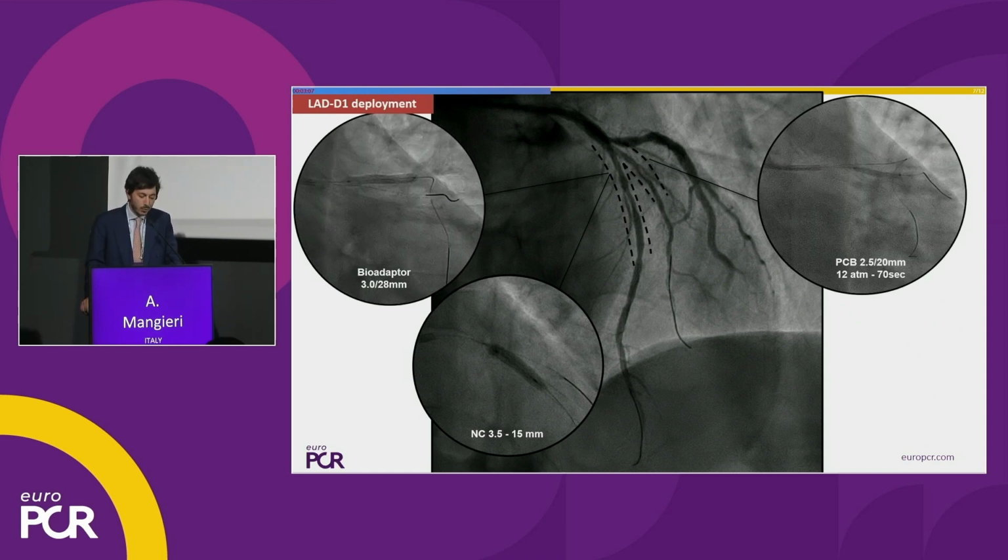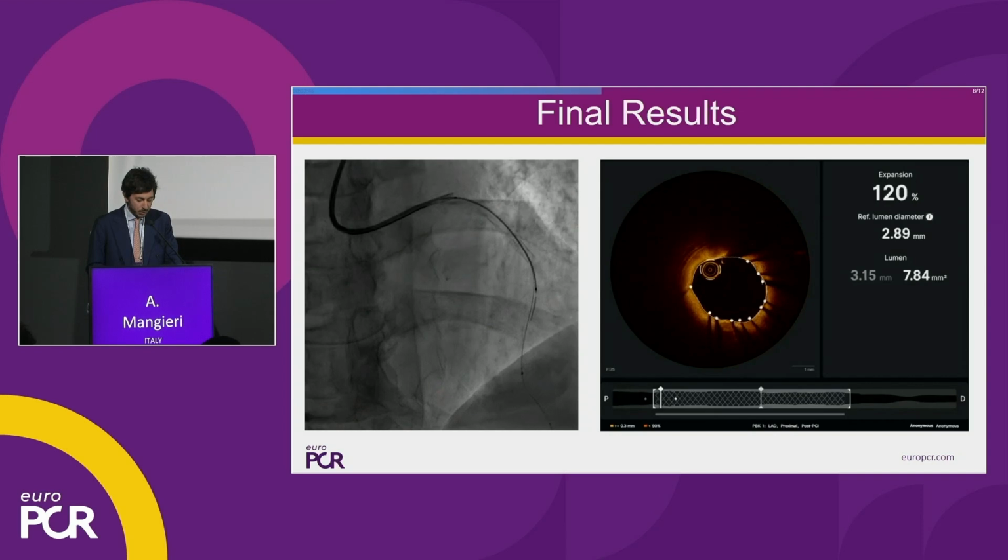a bioadaptor 30 by 28 post-dilated with a 3.5 non-compliant balloon at high pressure. And as in our practice, we usually do, and we love to do, this mixed bifurcation strategy, so implanting the DES in the main vessel and not caging the diagonal. So we delivered a paclitaxel coated balloon. So the procedure was good.